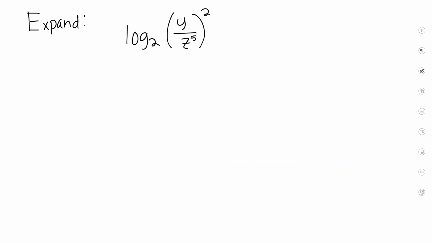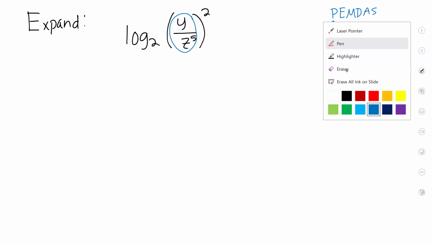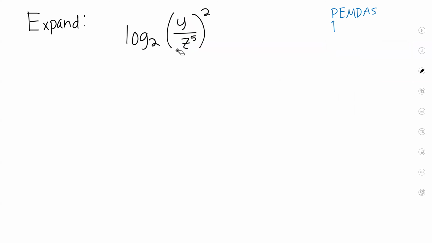Let's try this one. I'm going to expand this. I'm going to follow my order of operations. Let's take care of these parentheses. Well, I can't really simplify anything in here because these are all different variables. They're all different letters. So I can't really do anything. Let's go to exponents. I can distribute this. So this will be log base 2 of y squared over z to the 10. Because I distributed the 2, the exponent.